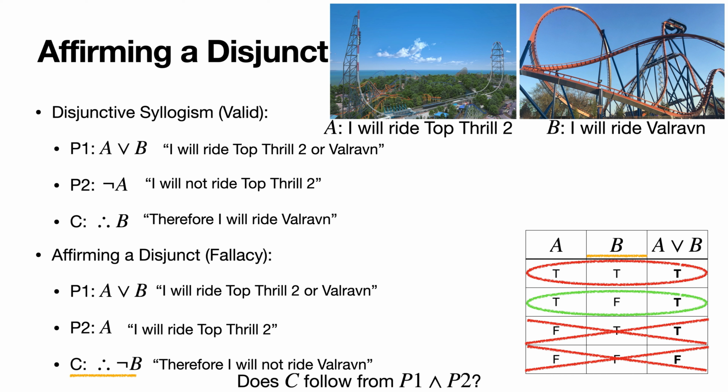Well, it's false in that second row of the truth table, but it's not false in that first row, meaning we can't conclude not B from the conjunction of premise 1 and premise 2. And this is why this is a fallacious form of argument. The problem is that first row in the truth table. A or B is true when A and B are both true. So therefore, we can't rule out B even if A is true. So we say no. Affirming a disjunct is a fallacious form of argument because the conclusion does not follow from the premises.